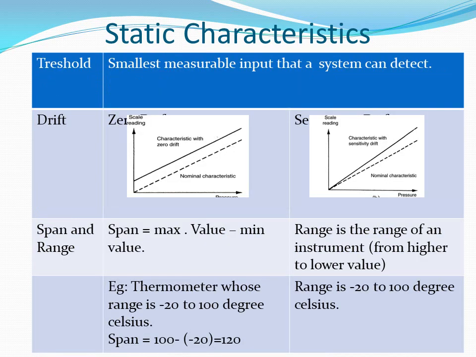Okay, the next one is threshold. Threshold is the smallest measurable input that a system can detect. Smallest measurable input that a system can detect, in the sense, for example, we'll take diode characteristics, PN diode characteristics. When the diode is forward biased, the diode will conduct. We all know this one.